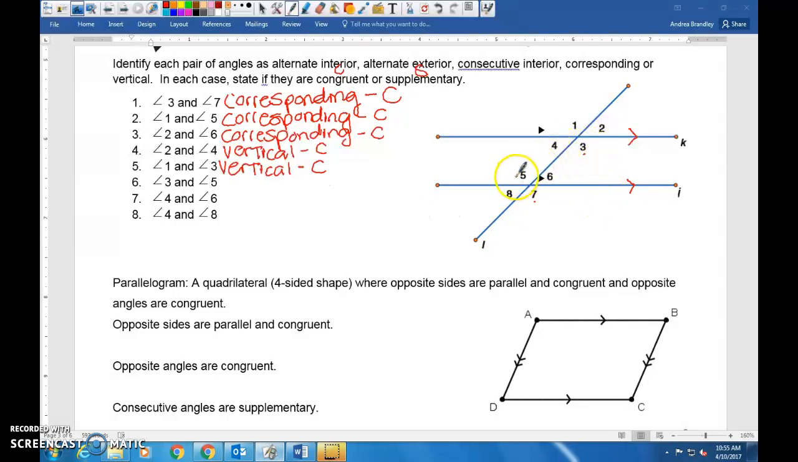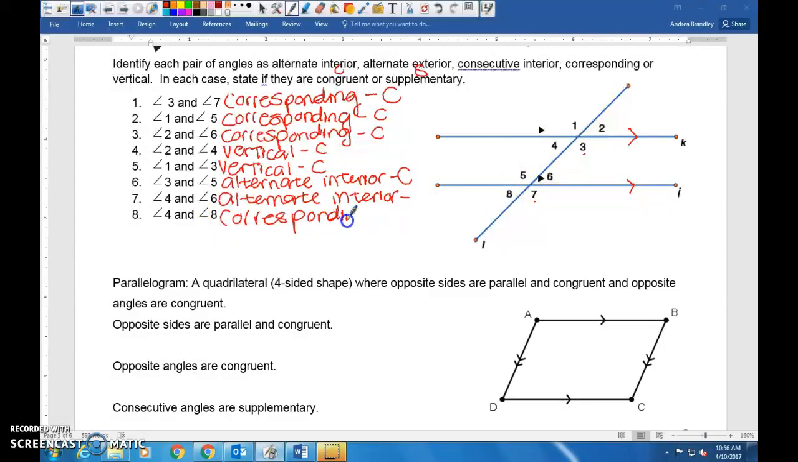Angles 3 and 5, now they're both on the interior, so I can look at alternate interior and consecutive interior, but they do alternate on either side of that transversal, so these would be alternate interior angles, which again are congruent. And then angle 4 and angle 6 are in that same situation, just on the other side, so those are also alternate interior, which is congruent. And the last one listed is angle 4 and angle 8. One's inside, one's outside, but they're not opposite each other. These must be corresponding and congruent.